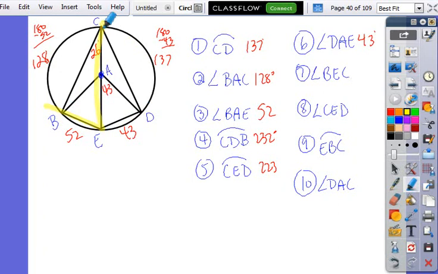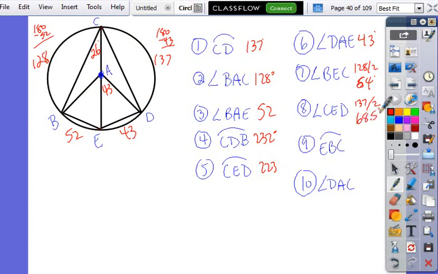Inscribed, which means you have to divide by 2. 128 divided by 2 is 64. Angle CED. So CED goes here. What kind? Inscribed, which means I'm going to divide 137 by 2 and get 68.5.